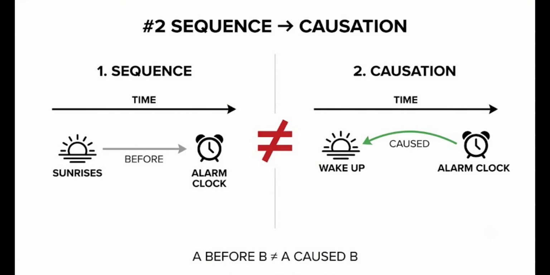The second dubious leap in logic is going from sequence, A happened before B, to causation, A therefore must have caused B. Just because A happens before B does not necessarily mean A caused B. It could be the opposite, or they could be completely unrelated to each other.